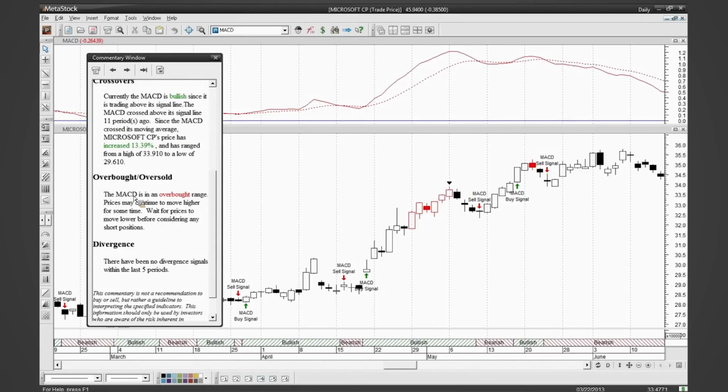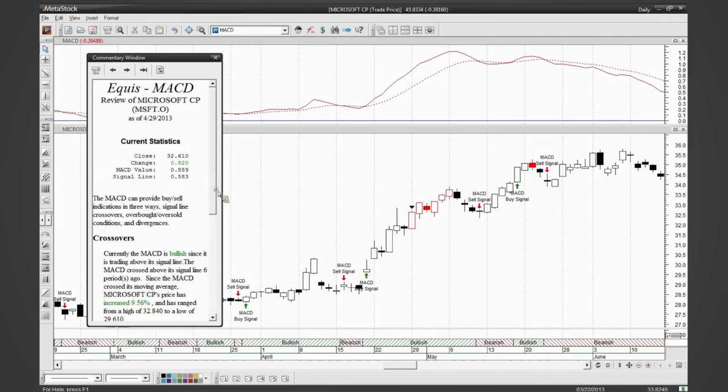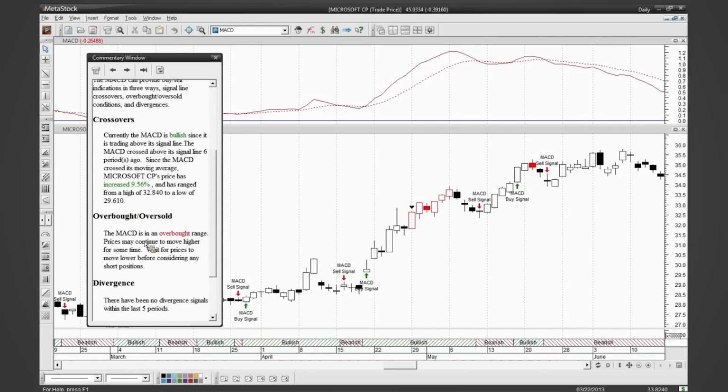The MACD is in an overbought range. Prices may continue to move higher for some time. Wait for prices to move lower before considering any short positions. Well, this was actually the end of the overbought. So if we were at the beginning of it, this is the beginning of that overbought range. And you can see that prices did continue to move higher for quite a period before pulling back. So this would be a good scenario to watch for that overbought range.